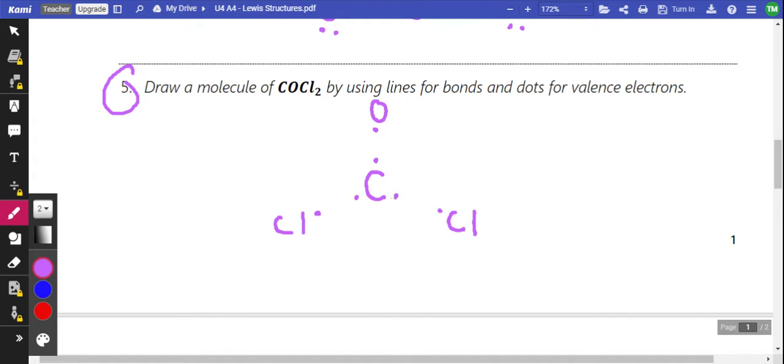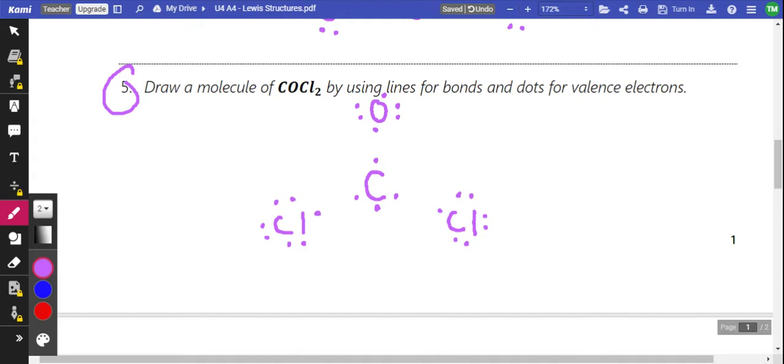Okay, let's see. Carbon should have a total of 4 valence electrons. So I'm just going to leave this last one down here for now. Each chlorine should have 7 valence electrons. So 1, 2, 3, 4, 5, 6, 7. 1, 2, 3, 4, 5, 6, 7. And then oxygen should have 6. So 1, 2, 3, 4, 5, 6. That should be good.